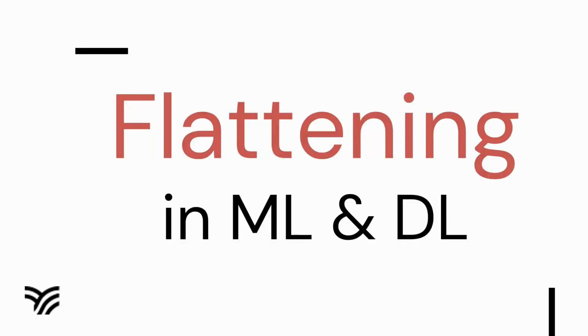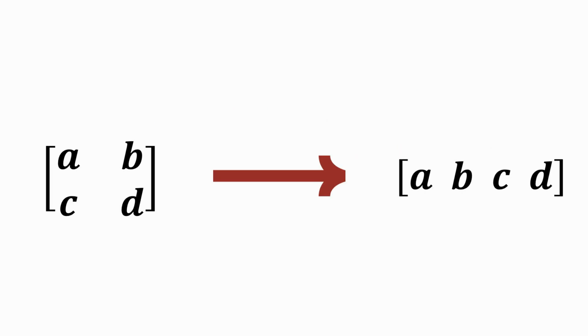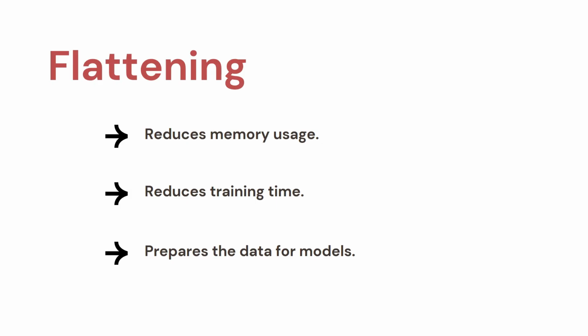Welcome to KASHE channel. In this video, I mainly discuss the flattening used in both machine learning and deep learning. Flattening is a technique used to convert a multidimensional array into a one-dimensional array. In this example shown, a two-dimensional array is flattened to get a one-dimensional array. Flattening is useful to reduce the memory usage and training time, and it also prepares the data into the required format for the classification models.